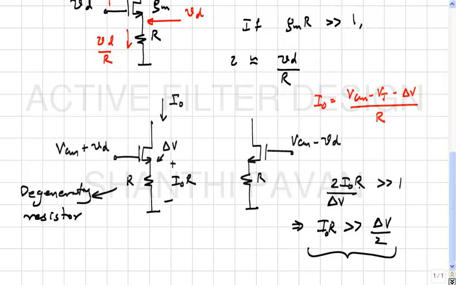So, if the quiescent drop across the degenerating resistor is much larger than 1/2 the overdrive, then the ratio of the two gives you GMR, and that should be much larger than 1. So, are we done, or is there a problem with this also?